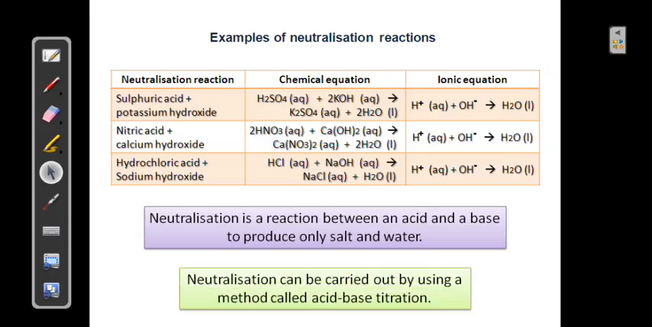Neutralization can be carried out by using a method called acid-base titration. Now this is done simply to prove that neutralization does take place between an acid and a base. A certain amount of acid will require a certain amount of base to react and make it neutral. So this can be done in the lab using a technique called acid-base titration. That is just to prove a point.